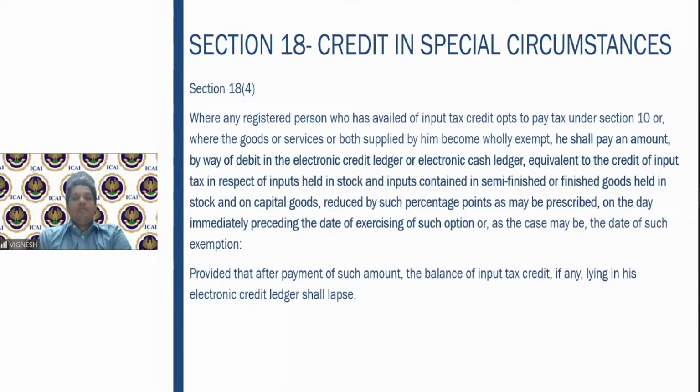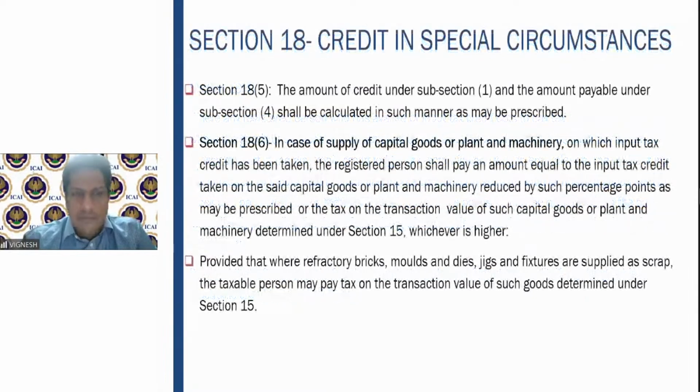you pay the amount from the electronic credit ledger equivalent to whatever credit you have claimed. You will pay the amount by way of debit in the credit ledger, provided that after the payment of such amount, the balance, if any, shall lapse. So you have to first calculate that and pay that amount. Even after that, if any amount remains in the electronic credit ledger, it will lapse, because he is not eligible for any input tax credit now that he is under the composition scheme or is now engaged in exempt supply.